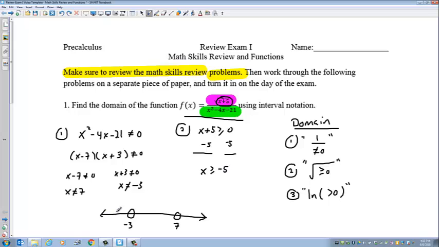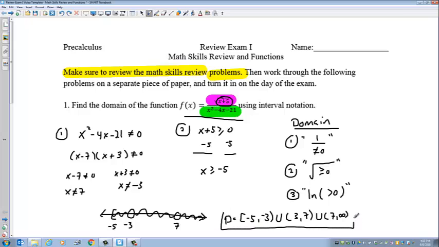So down here, negative 5 is to the left of negative 3. We'll put a closed bracket because it's included, and it's bigger than, so we shade in everything to the right, jump over negative 3, shade into this, jump over 7, and keep shading to the right of 7. So my domain, which can be easily read off of this number line, is negative 5 to negative 3, parenthesis, union, parenthesis, negative 3 to 7, parenthesis, union, parenthesis, 7 to infinity. So there's my answer.